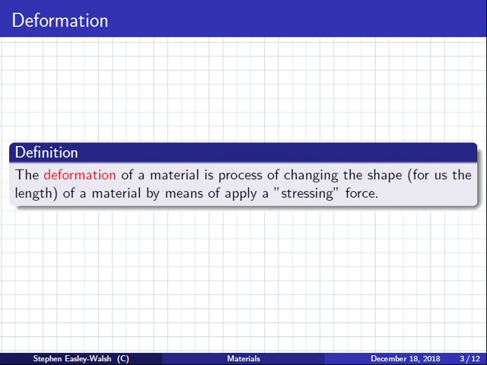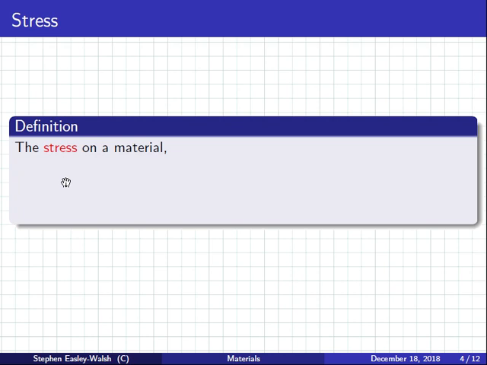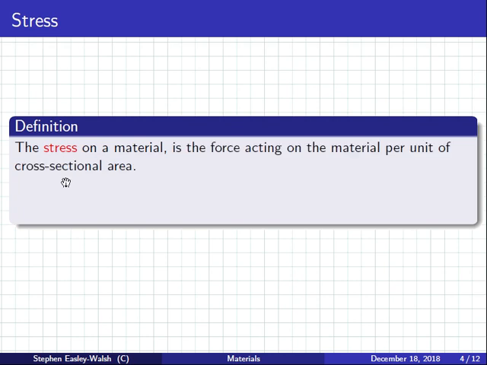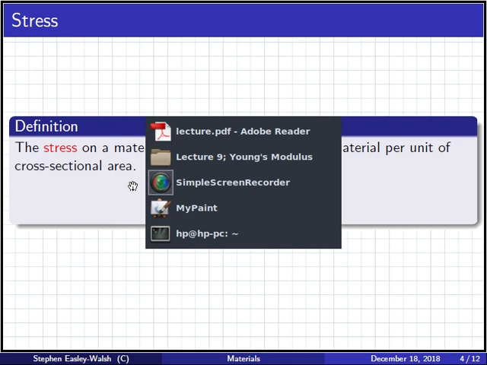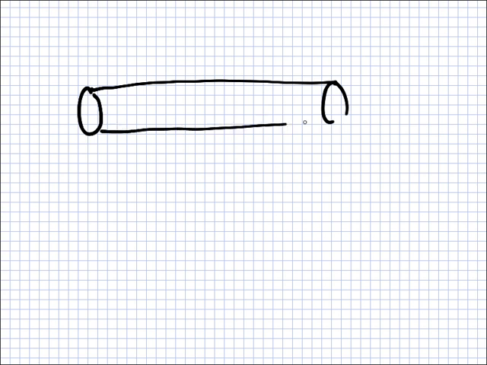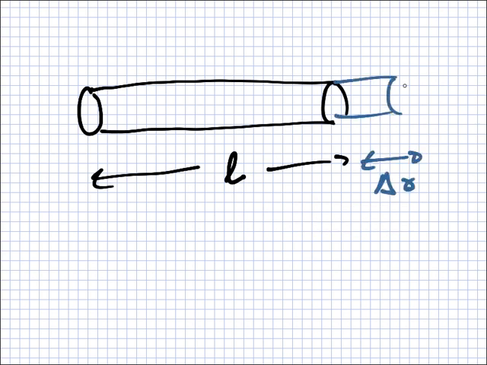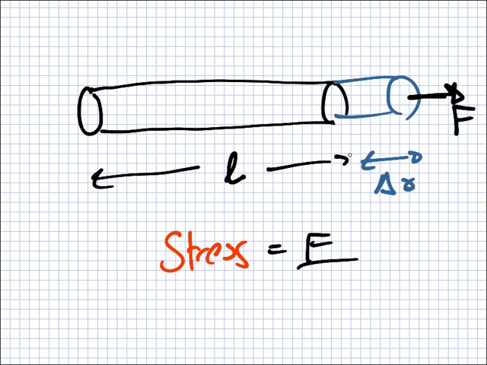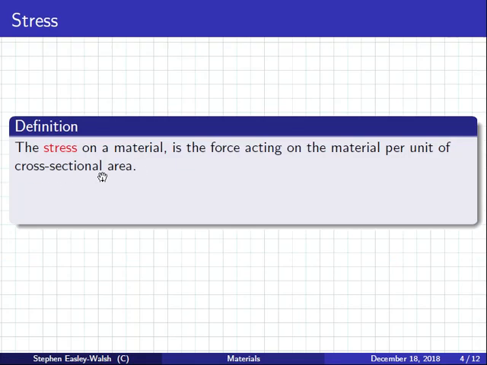All right. Next now, we have the stress. The stress on a material is the force per unit cross-sectional area. Let me explain that with a picture. Imagine you have something like this, and its length is L from here to here, and then you pull it an extra delta X, so it's now over here. The stress is this force divided by the cross-sectional area. That's this area, called the cross-sectional area.